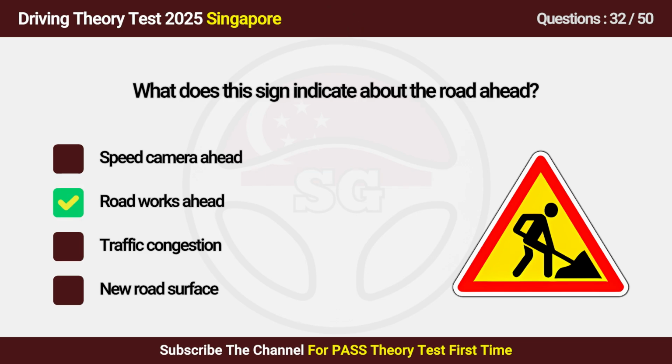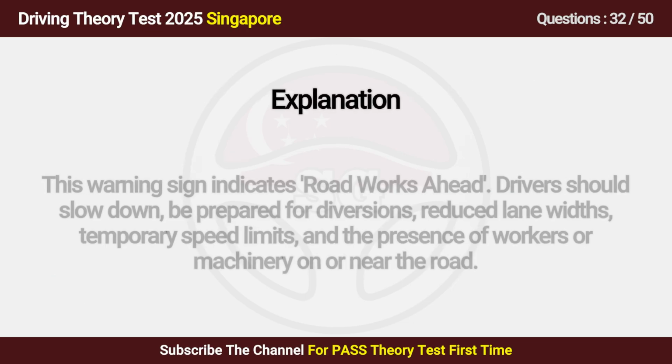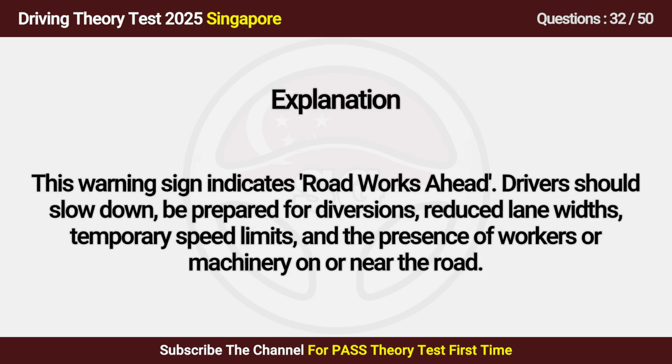Answer is B. Road works ahead. This warning sign indicates road works ahead. Drivers should slow down, be prepared for diversions, lane widths, temporary speed limits, and the presence of workers or machinery on or near the road.